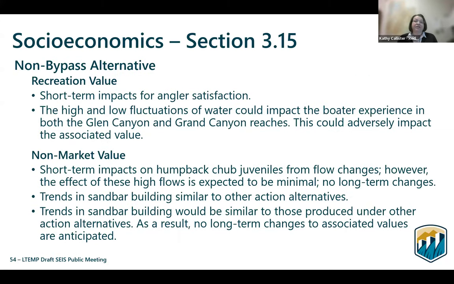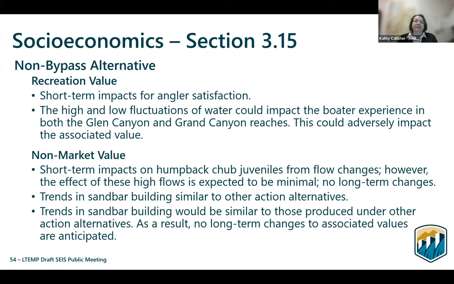For the non-bypass alternative, for recreational value, there would be short-term impacts for angler satisfaction. The high and low fluctuations could impact the boater experience in both Glen Canyon and Grand Canyon reaches. And for non-market values, there would be short-term impacts on humpback chub juveniles from flow changes. However, we believe these effects to be minimal and that we would see no long-term changes.